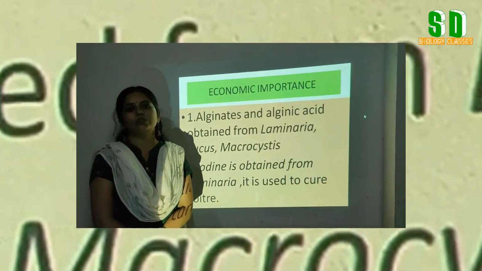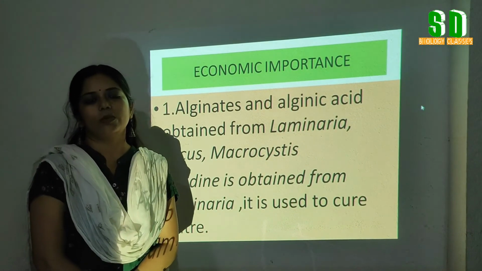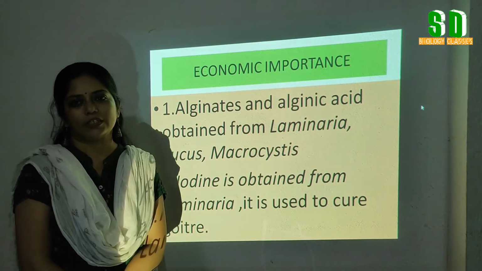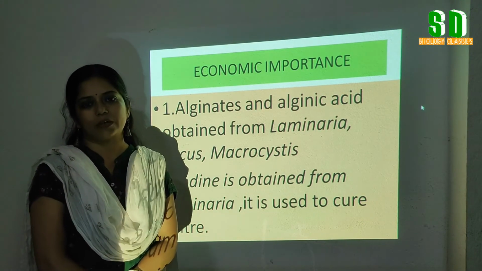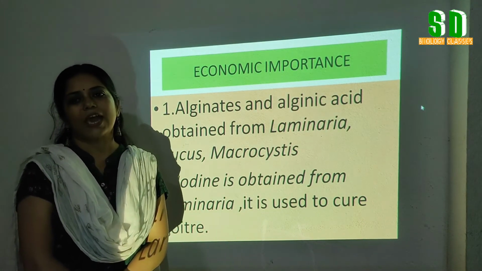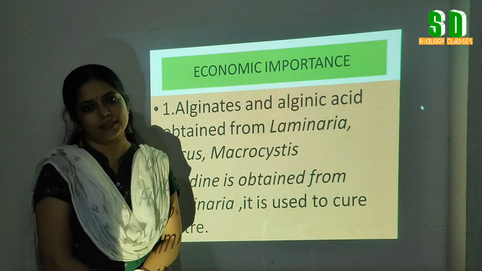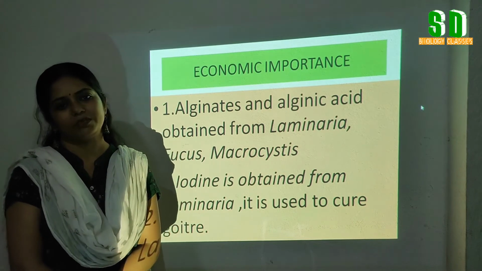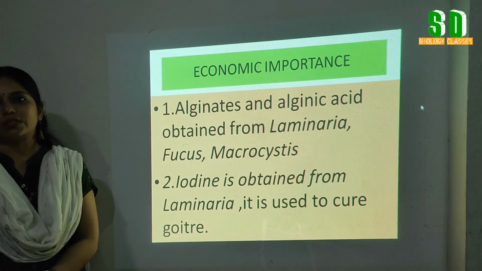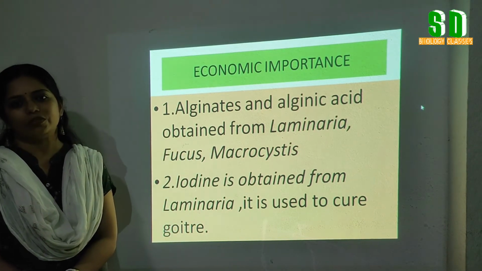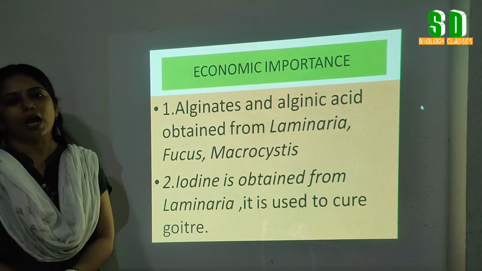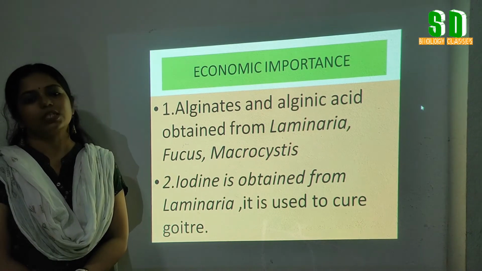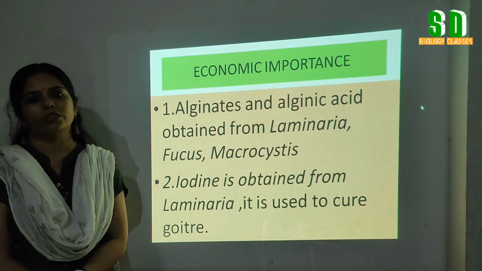Now we are going to know about the economic importance of PHAEOPHYTA. Some members of PHAEOPHYTA like Laminaria, Fucus, and Macrocystis produce alginates or alginic acid. These alginates or alginic acids are used to prepare medicine. Another chemical substance obtained from Laminaria is iodine. All of us know that iodine is used to prevent goiter.